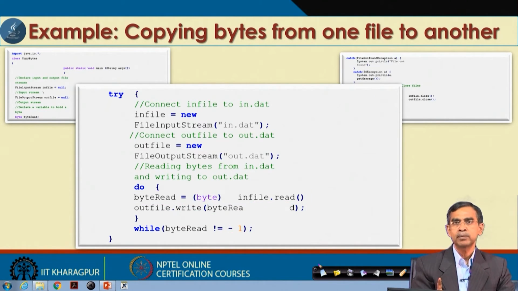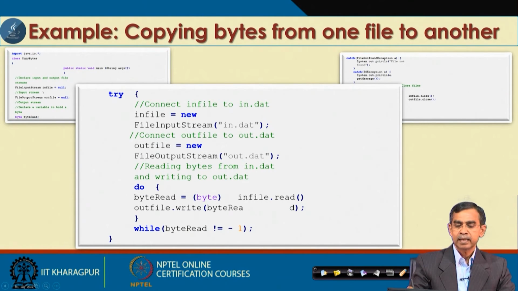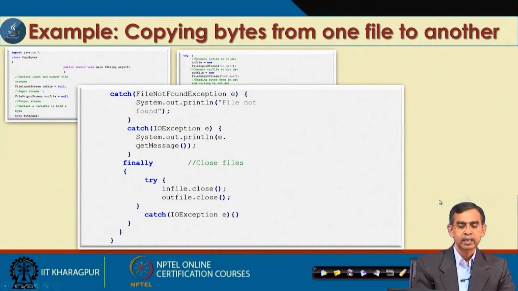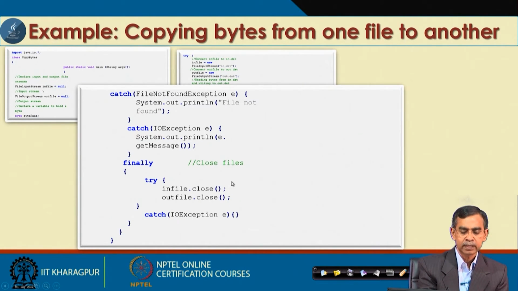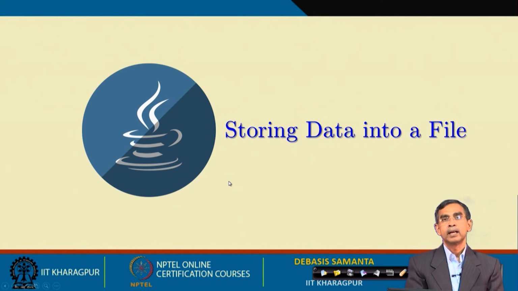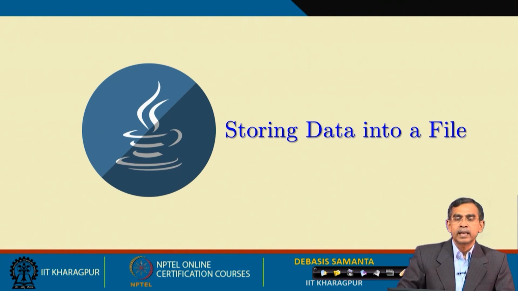The concept is more or less the same in each case, only the mode differs, the way we read and then copy. Here in this example, as we see, it is in the form of a byte. And then finally, we have to have some closing mechanism, that is the closing. Now, we have learned about reading, writing, copying and then storing data into a file.